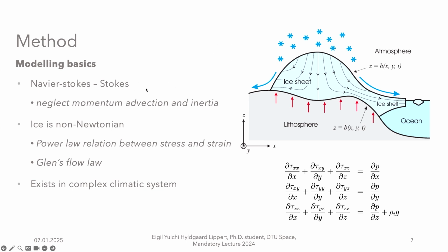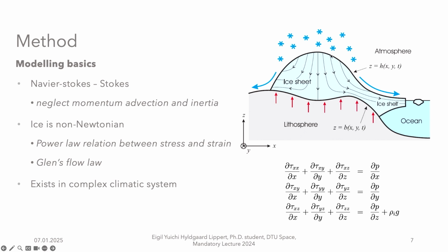Basically, we take the Navier-Stokes equations and then we neglect momentum advection and inertia, and based on something called the power law relation, the Glen's flow law, we can then connect stress to strain, and that enables us basically. That's kind of the very rough outline for ice modeling.